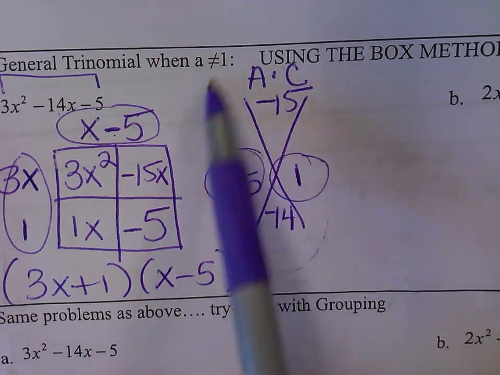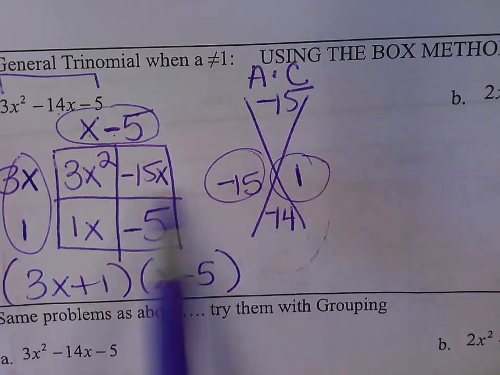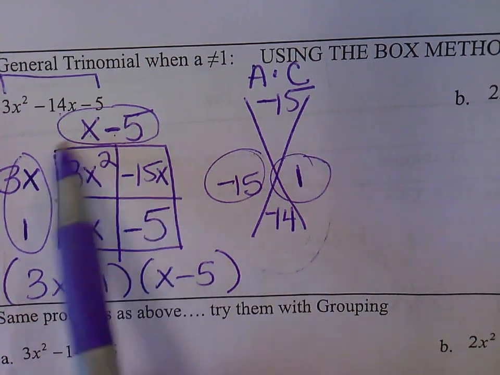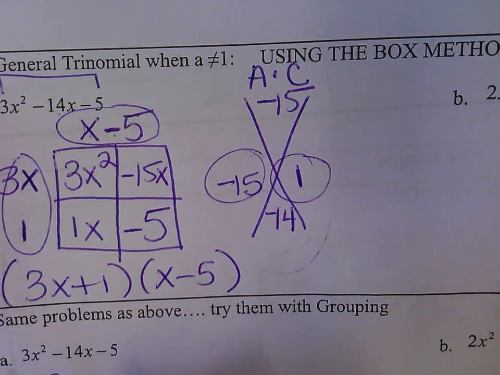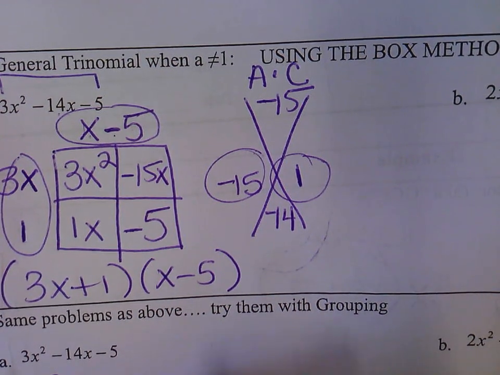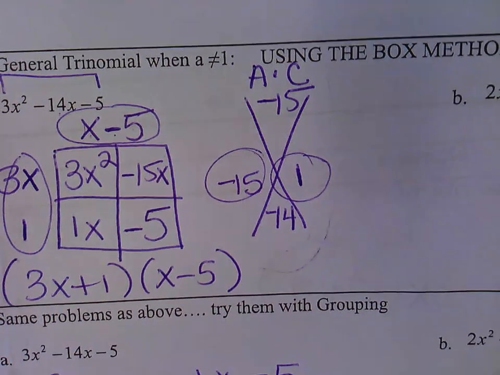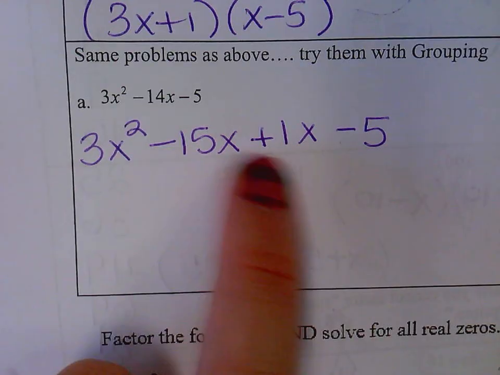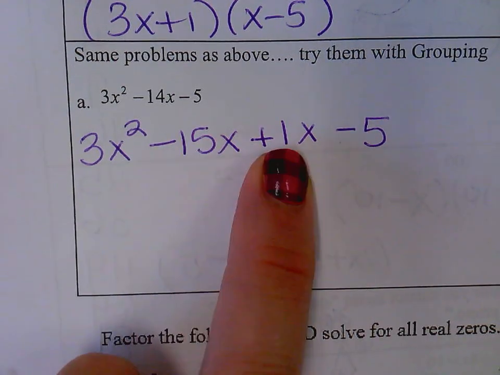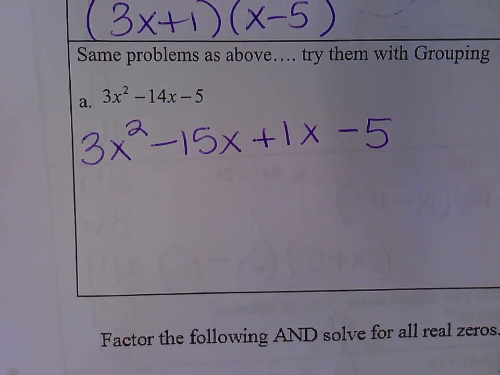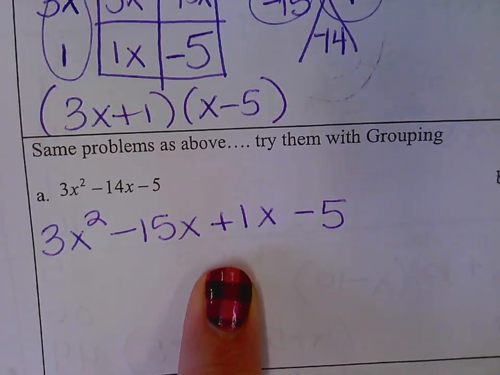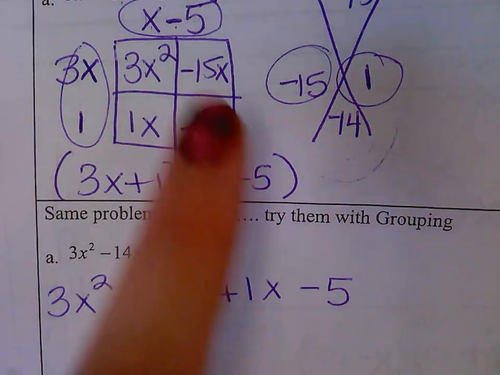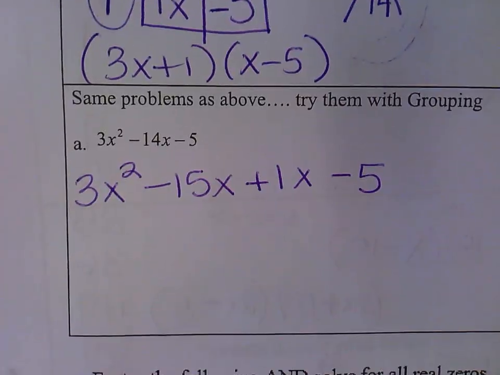So my first step is to use the diamond to figure out these basically other two boxes. Instead of writing it in box format, you write it out as a line. So 3x squared minus 15x plus 1x minus 5. It doesn't matter which order you put your negative 15x and your positive 1x in. So you could have those flip-flopped, but this is the same set of 4 terms that I had up here inside my box. So on both methods, you have to find your 4 terms.